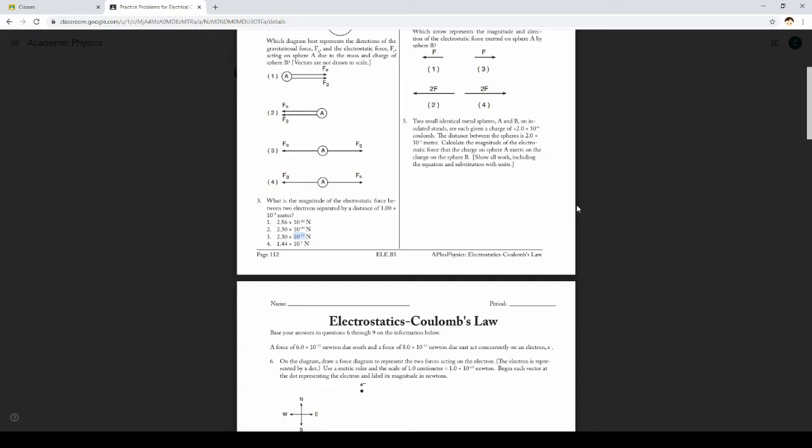This is again F equals K Q1 Q2 over R squared. So we take this charge, we have to put that charge on both spheres, so that is both Q1 and Q2. And this is our distance in the denominator. We plug that in and we get 0.9 newtons. 9 times 10 to the negative 9th times 2 times 10 to the negative 6th times 2 times 10 to the negative 6th divided by 2 times 10 to the negative 1st squared.